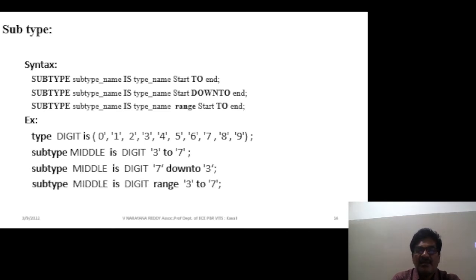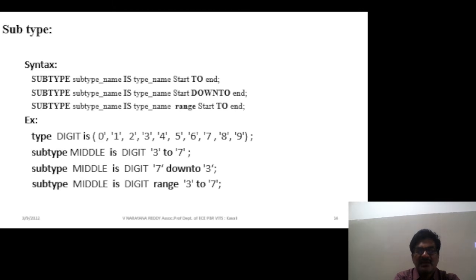First of all, I am declaring a digit data type with 10 values like 0, 1, 2, 3, 4, 5, 6, 7, 8, 9. From this, the user can also declare a subtype. Subtype name is middle. Middle is digit. Middle is a child data type, and digit is the parent data type.